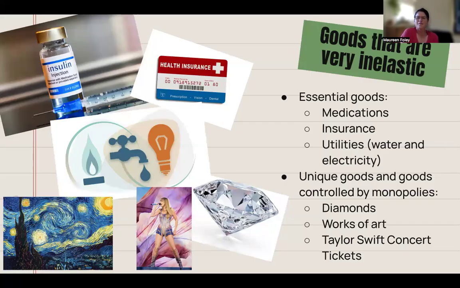And then you have this kind of funny category of unique goods and goods that are controlled by monopolies, like diamonds. For a long time they were controlled by a very strong monopoly. Now I know we just talked about luxury goods as being very elastic, but diamonds are kind of one of the exceptions. And Taylor Swift is too, and we'll talk about her in a second. But yeah, diamonds are considered very inelastic.